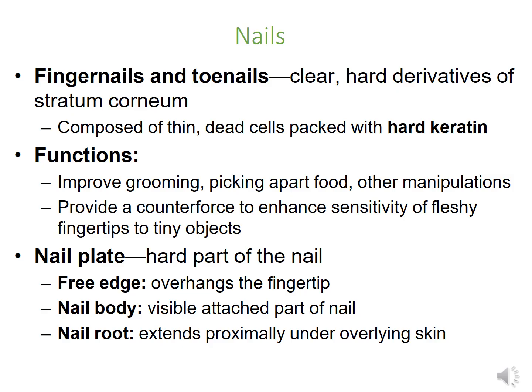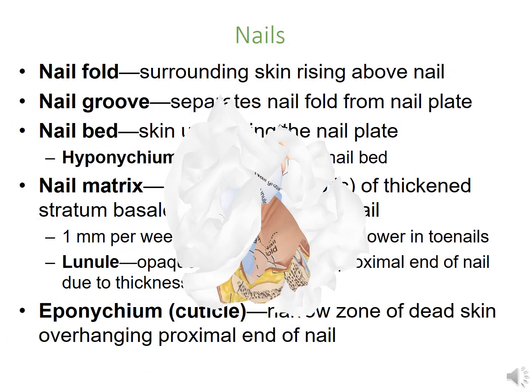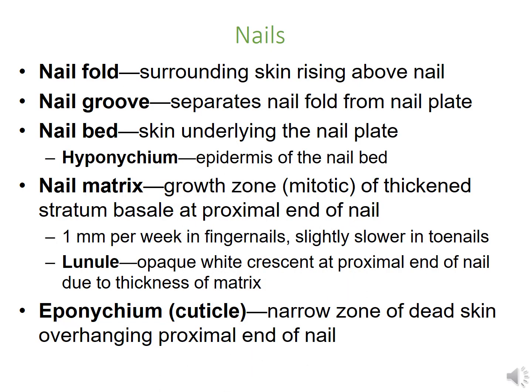Nail plate: the hard part of the nail. The free edge overhangs the fingertip; the body is the visible, attached part; the nail root extends proximally under the overlying skin. Nail fold: surrounding skin rising above the nail groove separates the nail fold from the nail plate. Nail bed: skin underlying the nail plate. Hyponychium: epidermis of the nail bed. Nail matrix: growth zone, mitotic cells of the thickened stratum basale at the proximal end of the nail, growing 1 millimeter per week in fingernails.